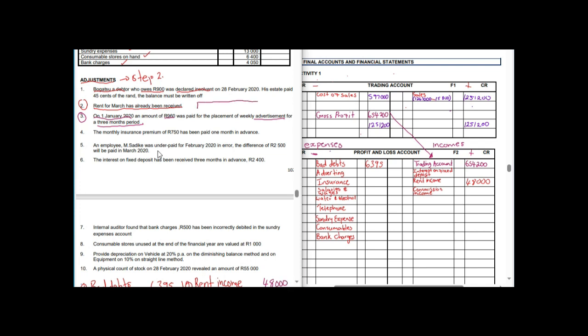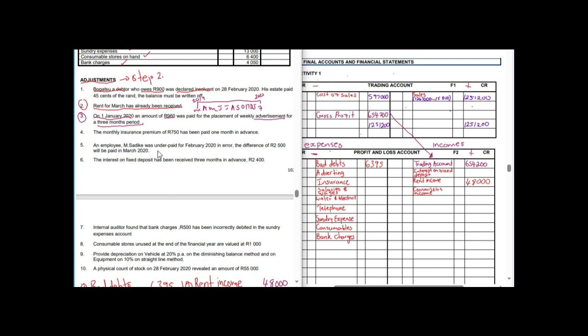And then our financial year ends when? February 2020, meaning it started when? March 2019. It's March, April, May, June, July, August, September, October, November, December, January.